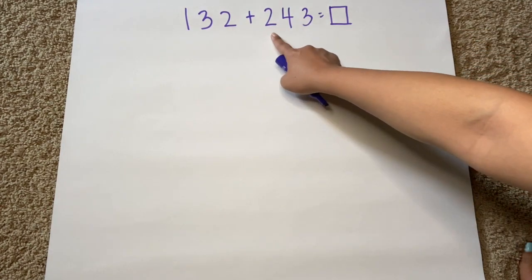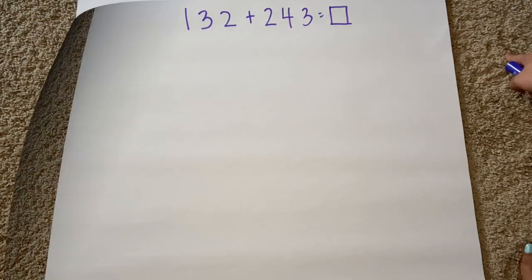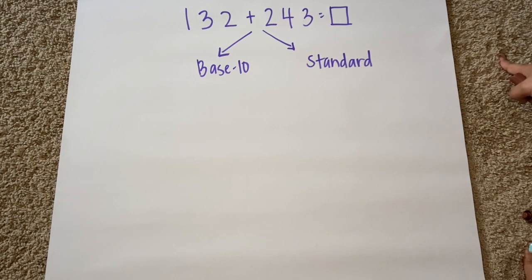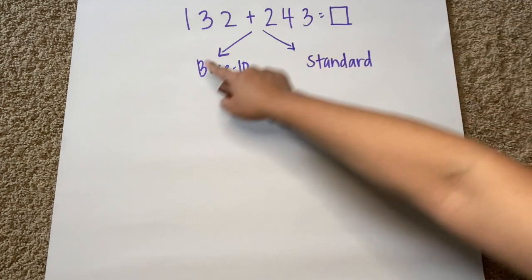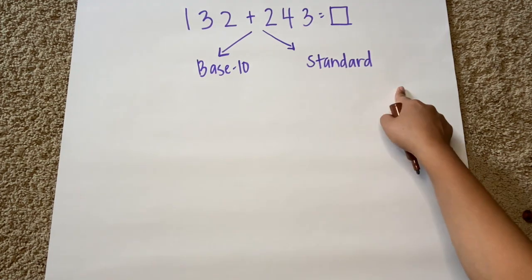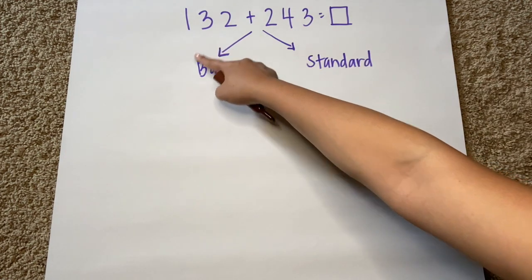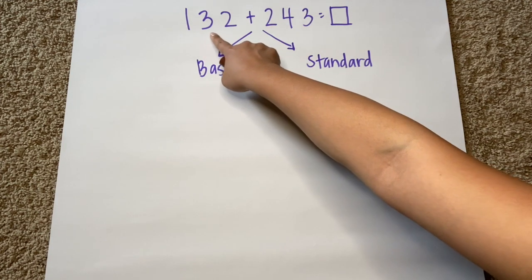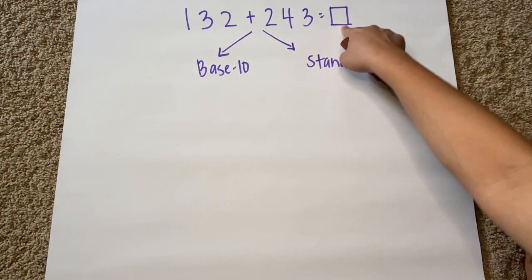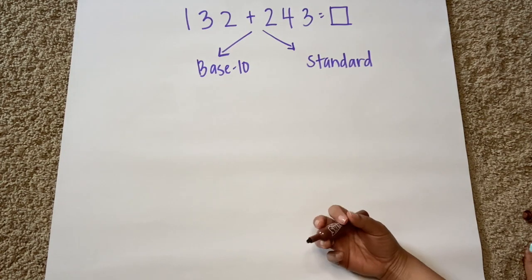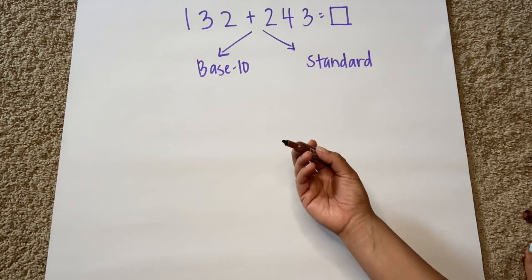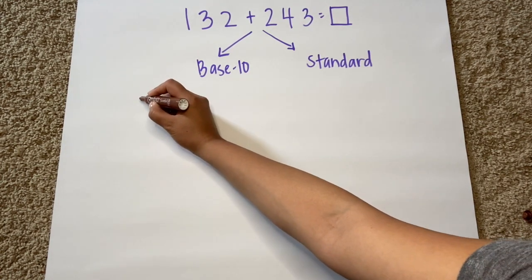All right, so we're going to do some 3-digit addition, and here is our problem. 132 plus 243. We're going to solve this problem using two different strategies, the base 10 strategy and the standard form. So before we start, we're going to do base 10 first, and we need to put this horizontal equation into a vertical form, just so it's easier for us to see the numbers that we're adding. So watch as I do it.